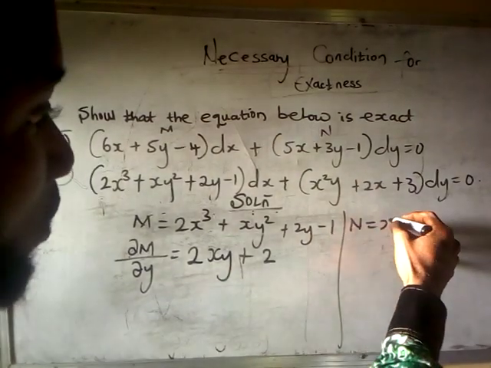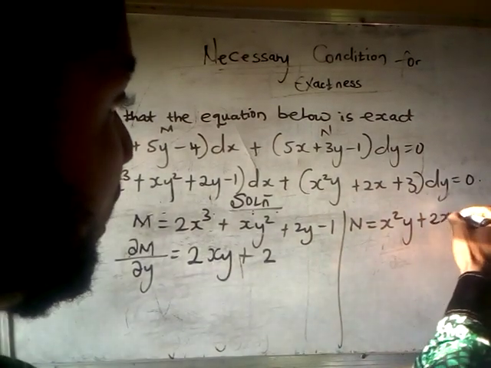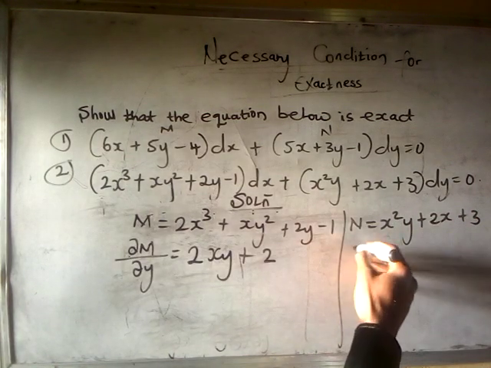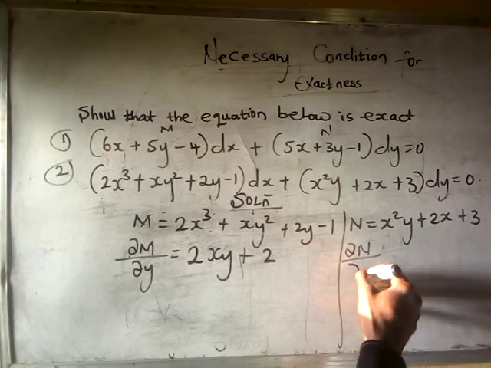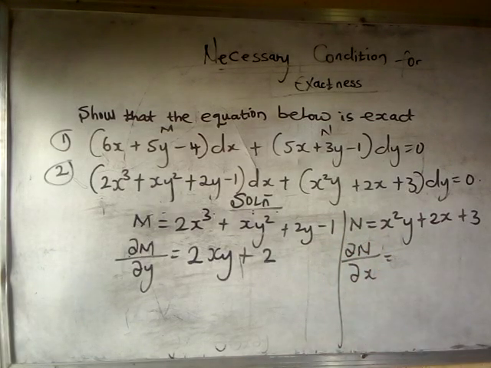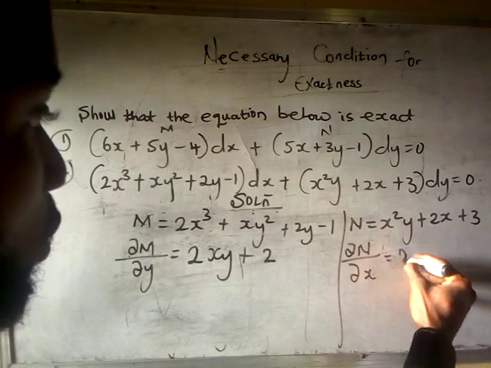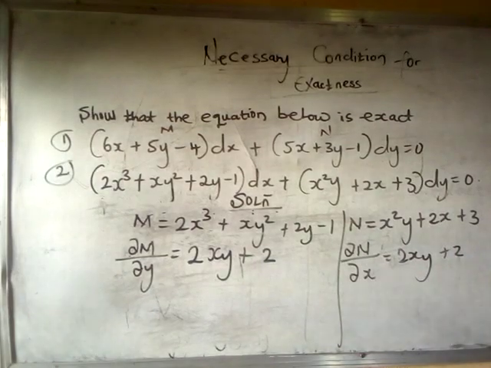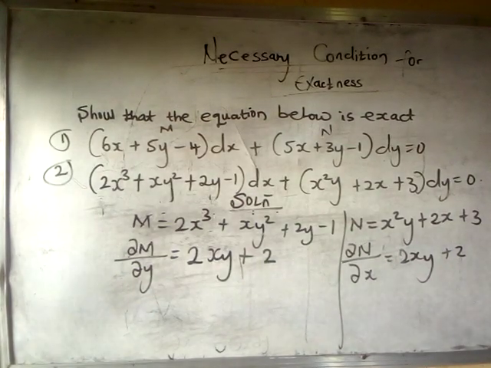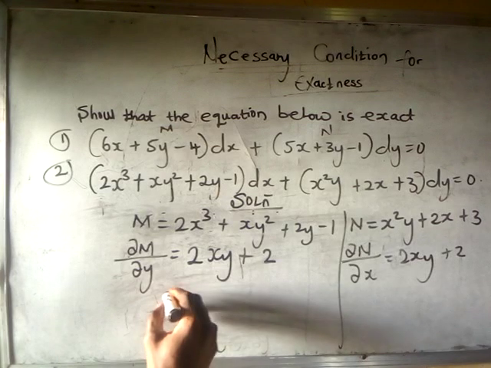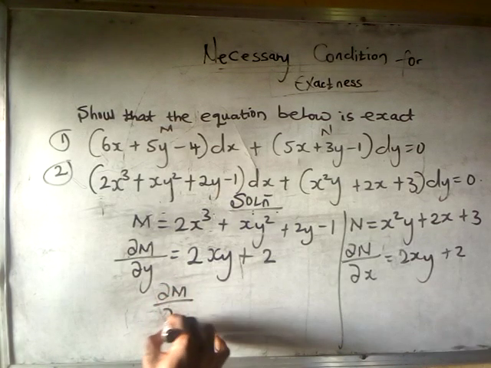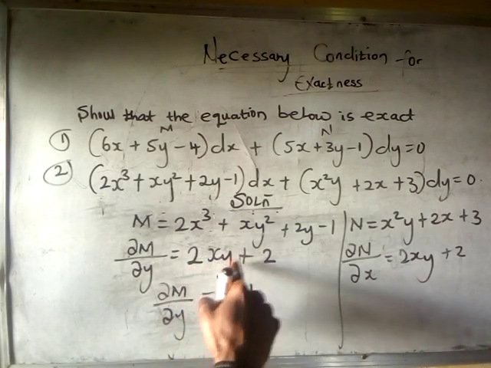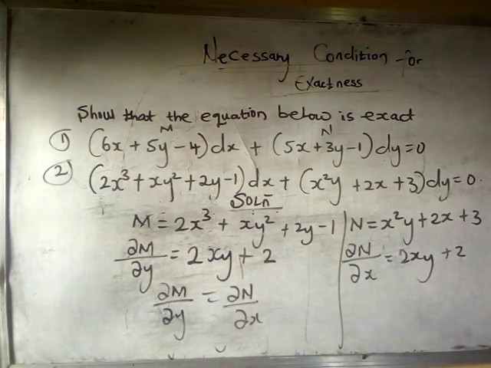N is equal to x squared y + 2x + 3. Remember that N is normally differentiated with respect to x. So the partial derivative of N with respect to x: the derivative of this is 2xy, and the derivative of this is only 2. The derivative of the constant is 0. Now you can see that the left hand side is equal to the right hand side: the partial derivative of M with respect to y is equal to the partial derivative of N with respect to x, because 2xy + 2 is equal to 2xy + 2.